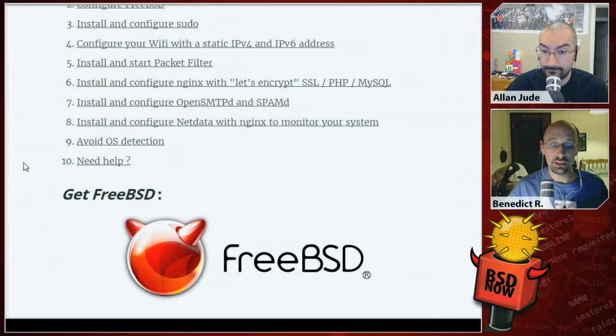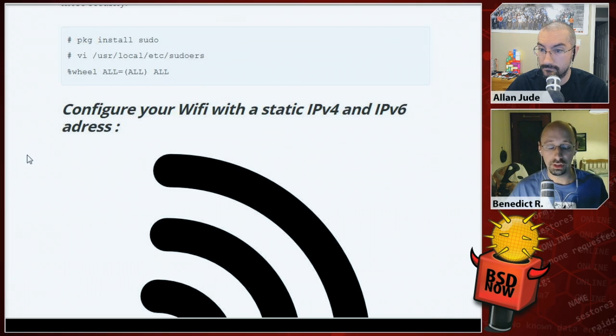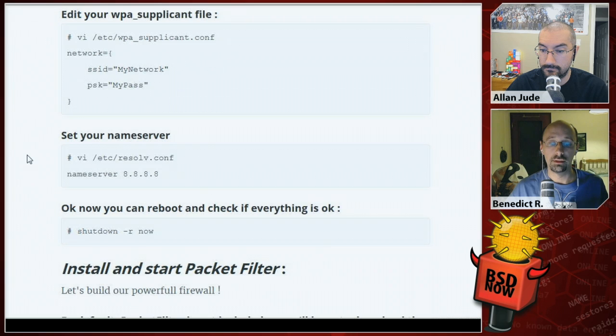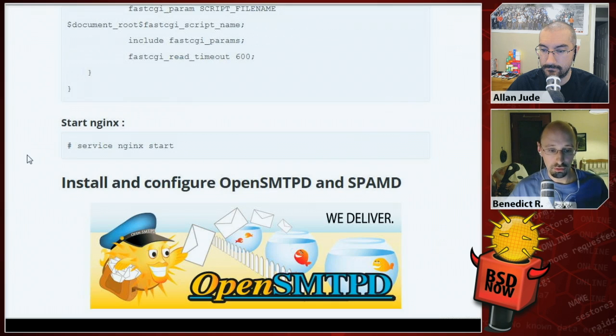Number 9 is avoid OS detection. Last week we had a section about how to avoid being detected with Nmap and other sniffing tools, and this one is pretty much just a sysctl you can set, but it's better than nothing. Yes, it also makes it harder to fingerprint the Raspberry Pi and tell which OS is running. And there's also a need help section.